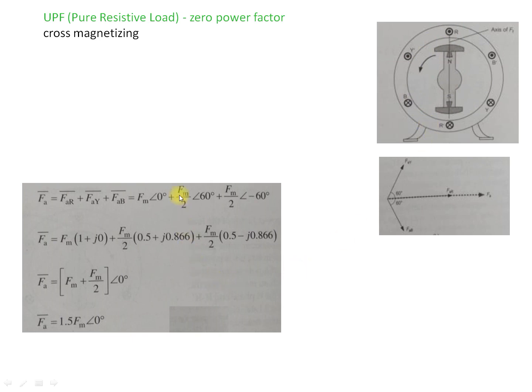So that will be on the half of the particular EMF generated. So the MMF will be Fm by 2 angle 60 degree and Fm by 2 angle minus 60 degree, because the FAB is at minus 60 degree from the base of this particular vector diagram, so that we can calculate the resultant FA, which will be 1.5 times the maximum value.